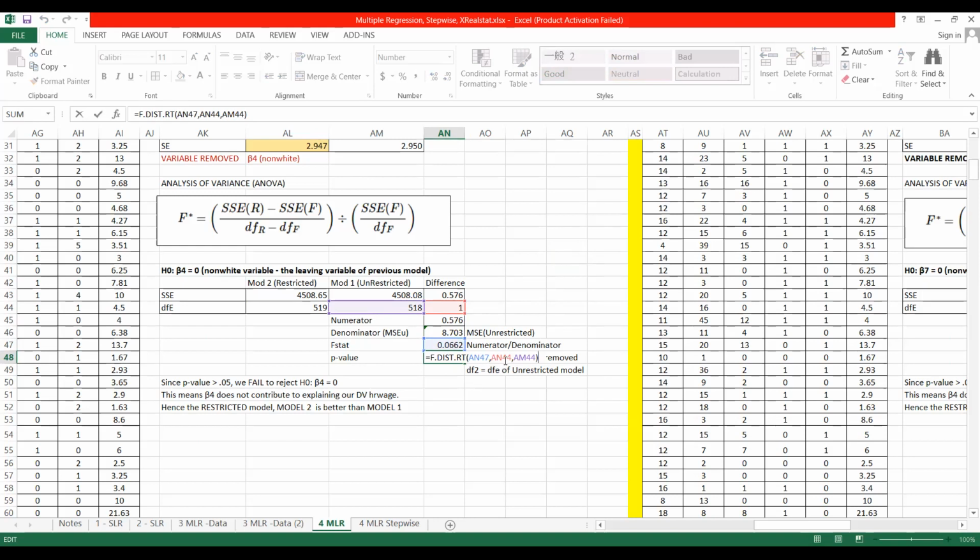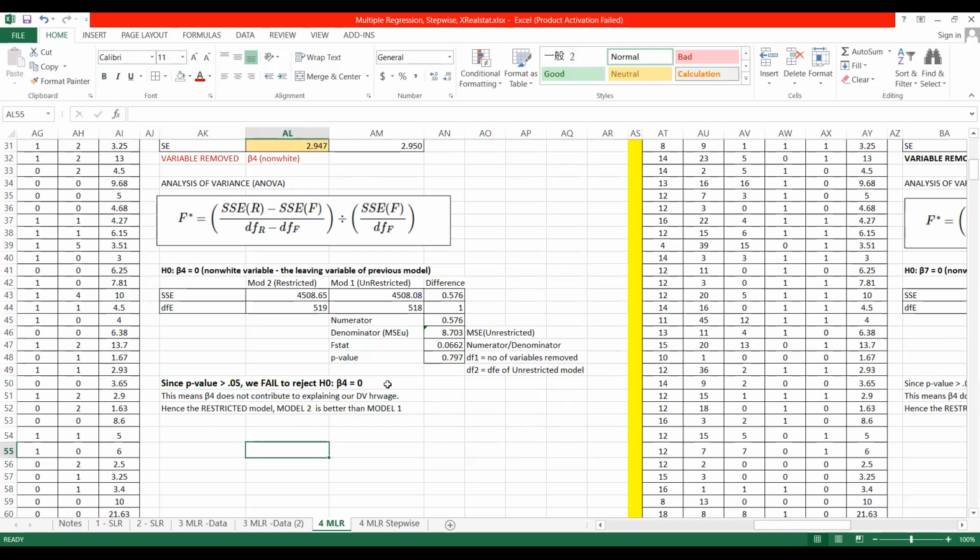Then, what's this? Degree of freedom 1 is the degree of freedom nito, yung difference, which is 1. And then degree of freedom ng unrestricted, which is 518. Degree of freedom, DF1, DF2. So, undeleted din siya sa table na yan. So, you have a p-value that's 0.797.